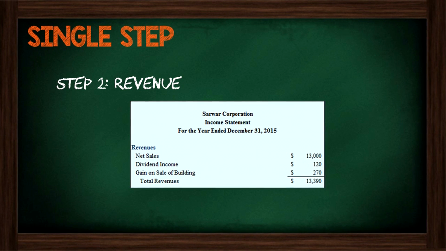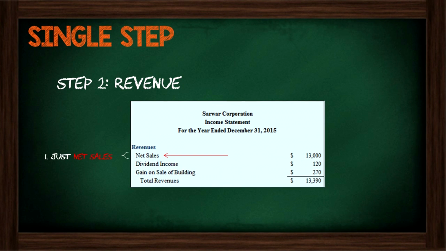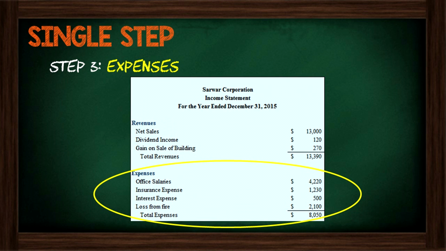So for the single step, you just list your net sales first, and then second step to complete the revenue section is to just list the remainder of your revenue accounts, right? So in this case, what we have here is a dividend income of $120, and then also a gain from the sale of a building of $270, right? Add all those up to figure out our total revenue of $13,390.